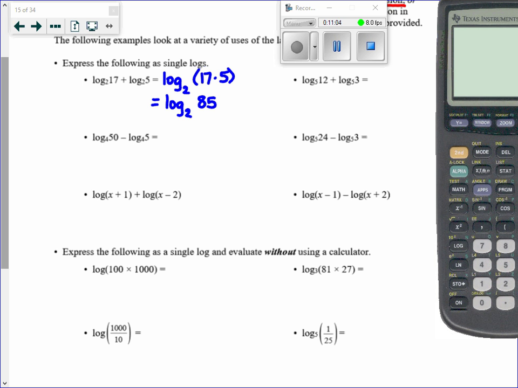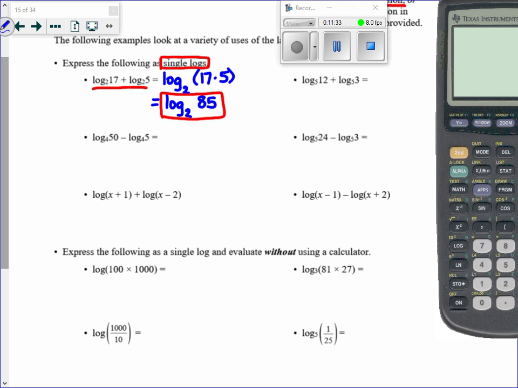Now, this is all this question is asking me to do. It is not asking me to evaluate. If it said evaluate, I would have to plug in my calculator, log 85 divided by log 2, and get an actual value. This is just asking me to express it as a single log, which is what I've done here. This has taken 2 logs and turned it into one single log. That's all I had to do, using laws of logs to do that.